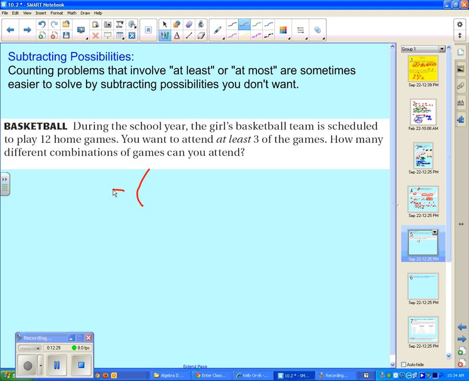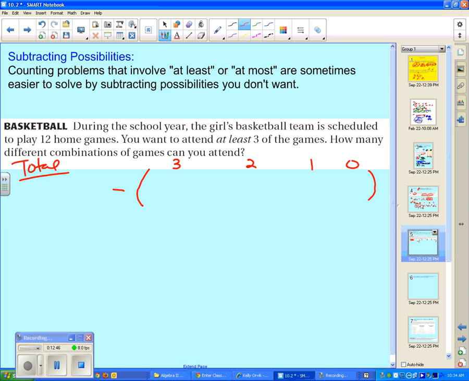3, 2, 1, 0. So if I went to 3 or 2 or 1 or 0, which is a lot less possibilities than adding up all the ones that are going to work. The really tricky part of this is figuring out the total possibilities, I think.